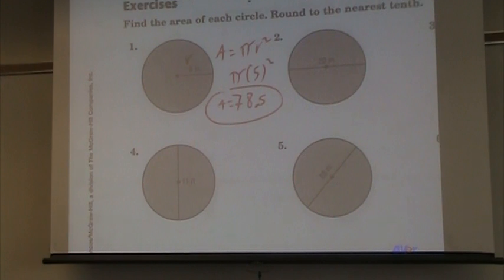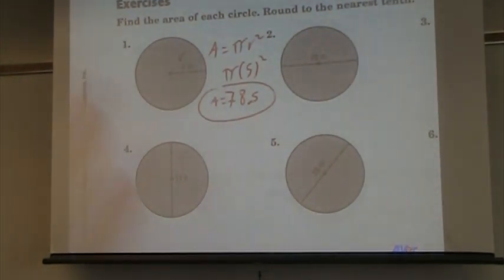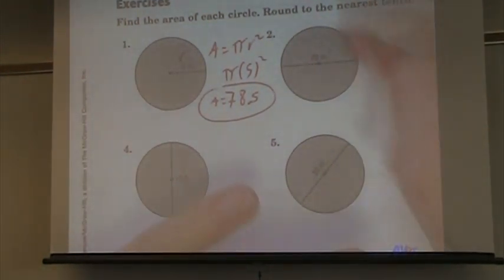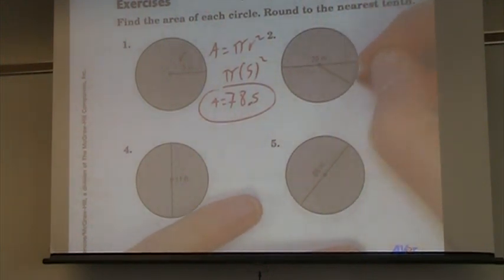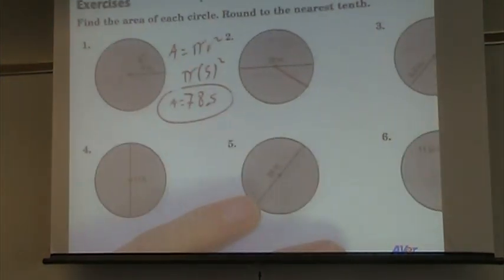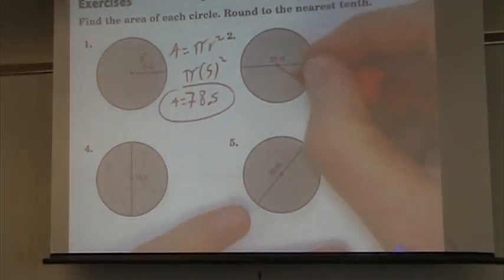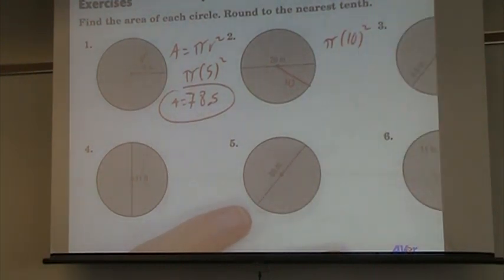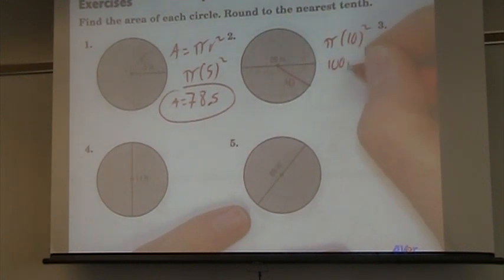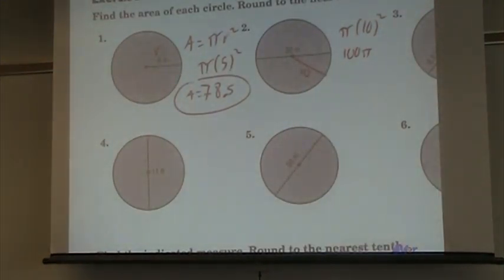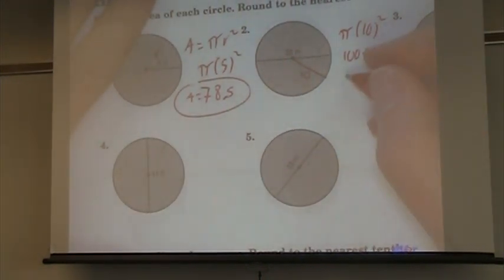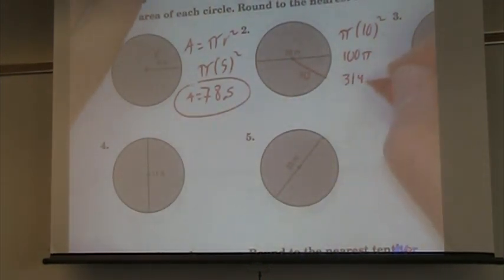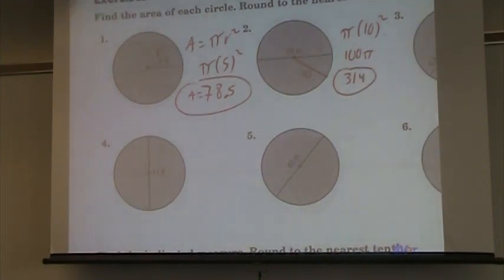Number 2 is similar to that, but we have the diameter, not the radius. So the radius is going to be half of the diameter. So the whole diameter is 20, so cut it in half and you get 10. So your radius is 10. So here we can go pi times 10 squared. Well, 10 squared, we might be able to do that in our head. That's 100. 100 pi. Remember, pi is 3.14, so we can do 100 times 3.14 if we don't have the pi button, and you get 314. Boom. Okay.